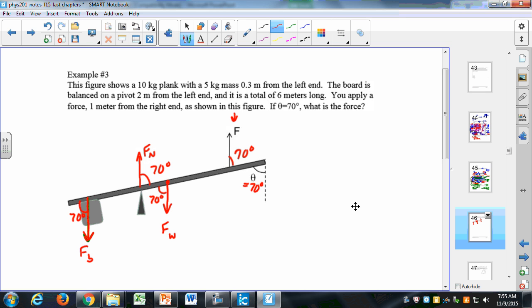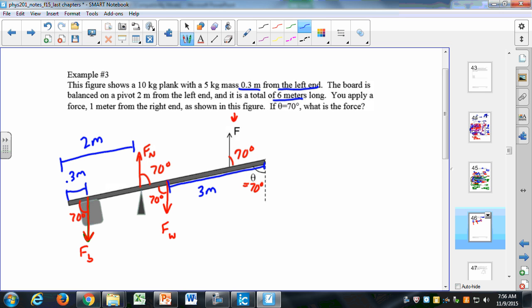I also want to label my moment arms, or my distances rather. Since the board is 6 meters long, this distance to the weight is 3 meters. I'm told that this distance is 0.3 meters. It's right here, 0.3 meters from the left end. And the pivot is 2 meters from the left end. So this distance is 2 meters.